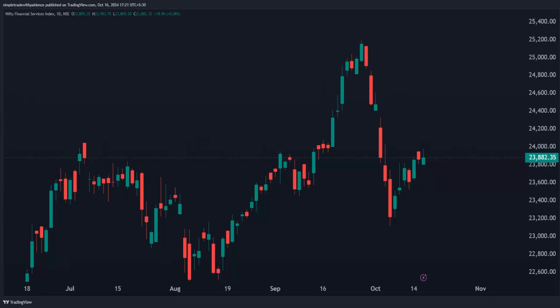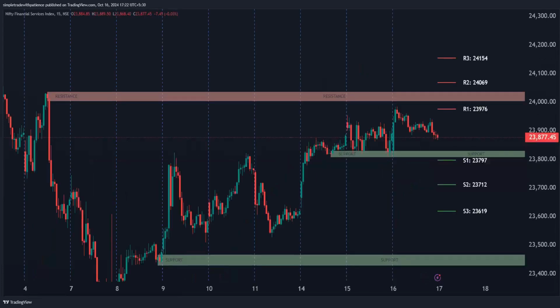100 EMA placed at 23,269.46. 200 EMA placed at 22,404.97. So these levels are way below, and overall, for all three indices, the long term still holds bullish sentiment. Now, breaking this down further into the levels that we are looking out for, we have resistance R1 at 23,976, R2 at 24,069, and R3 at 24,154. On the lower side, we have S1 placed at 23,797, S2 at 23,712, and S3 at 23,619.